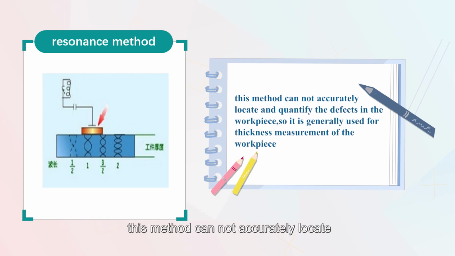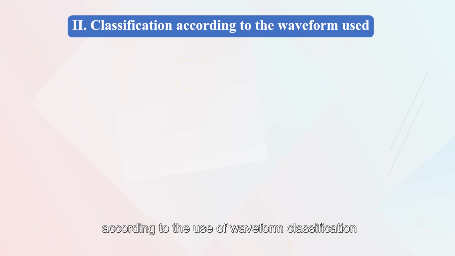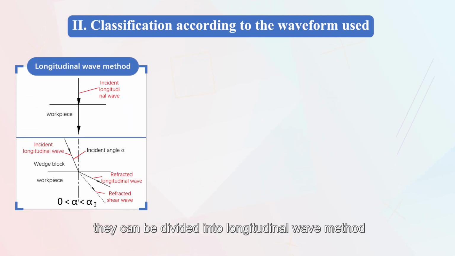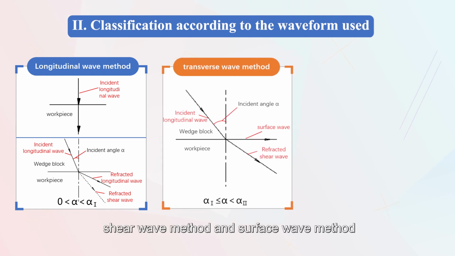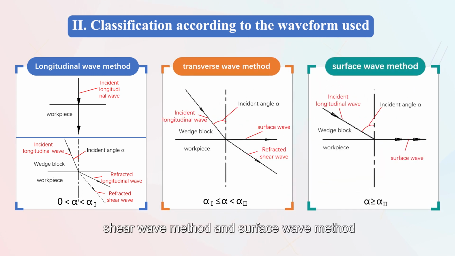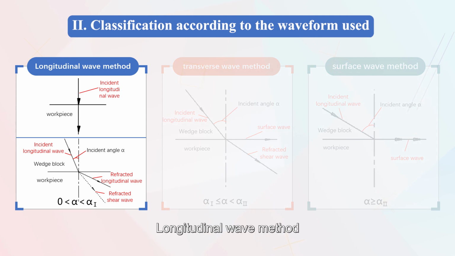However, this method cannot accurately locate and quantify the defect in the workpiece, so it is generally used for thickness measurement of the workpiece. Second, according to the waveform used, the methods can be divided into longitudinal wave method, shear wave method, and surface wave method.